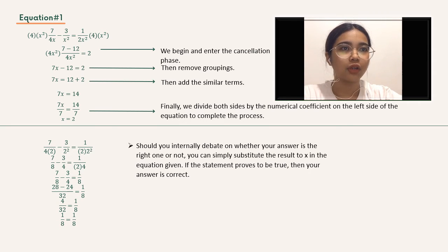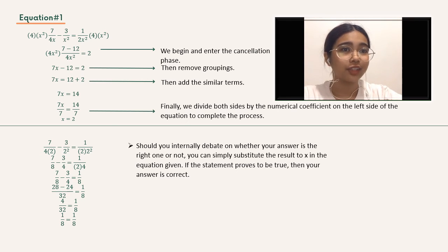7 over 4 times 2 minus 3 over 2 squared equals 1 over 2 times 2 squared. 7 over 8 minus 3 over 4 equals 1 over 2 times 4. 7 over 8 minus 3 over 4 equals 1 over 8. 28 minus 24 over 32 equals 1 over 8. 4 over 32 equals 1 over 8. 1 over 8 equals 1 over 8. Therefore, it is proven to be true.